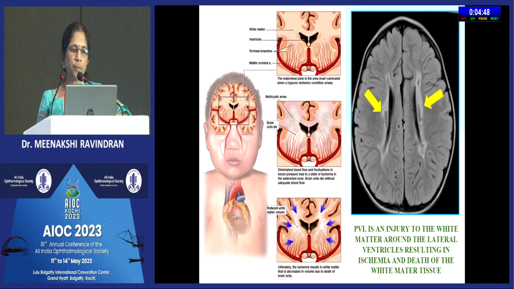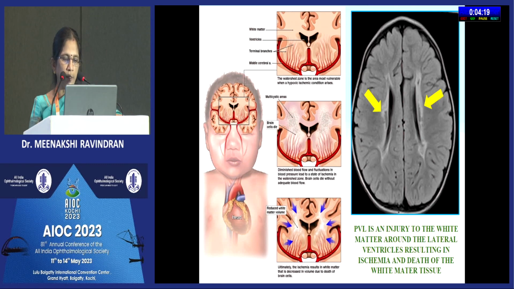And we should remember the watershed zone. What is the watershed zone? It is the commonest area where you can have a problem, because it is more prone to ischemia and loss of the neurons. It is the zone between the anterior and the middle cerebral and the middle and the posterior cerebral, and the occipital lobe is highly at risk to all this hypoxia, because it needs the highest amount of glucose as well as the oxygen flow.